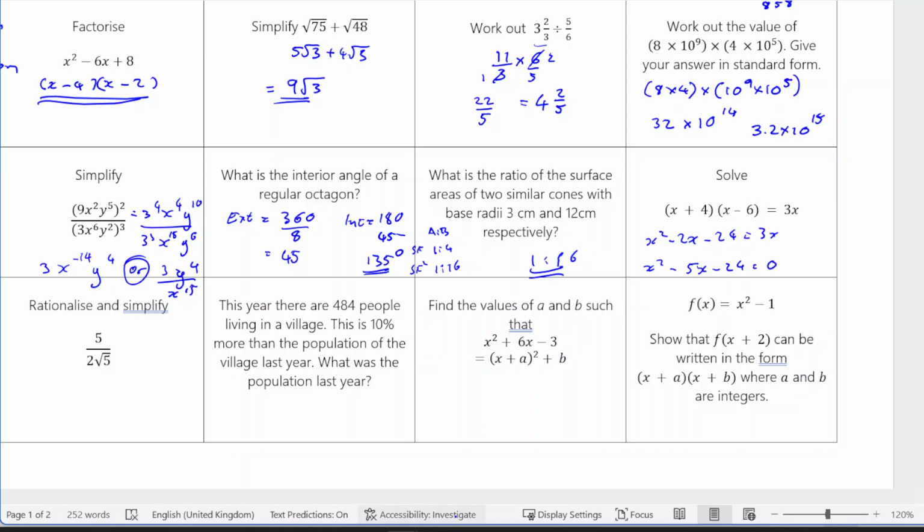So to factorise, it's going to go into two brackets. I'm looking for two numbers that multiply together to make minus 24 and add together to make minus 5. So I'm looking at 8 and 3, which is going to be minus 8 and plus 3. And then to make that bracket 0, x would need to be equal to 8, or x would be equal to minus 3.